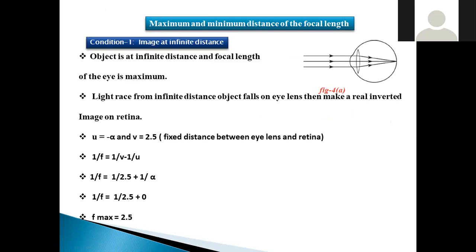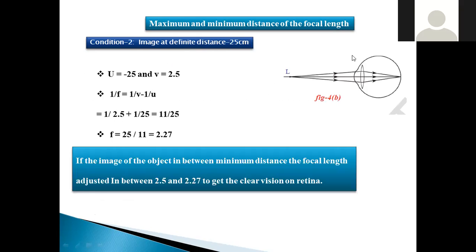Then how can we measure this focal length? What is the empirical formula to measure this focal length? In order to calculate this focal length, we go with two different conditions. One is if the object is present at infinite distance, so it is far away from the human eye, and we are going to see that object now. The object is at infinite distance and the focal length of the eye is maximum. So in the infinite distance case the focal length will be maximum.